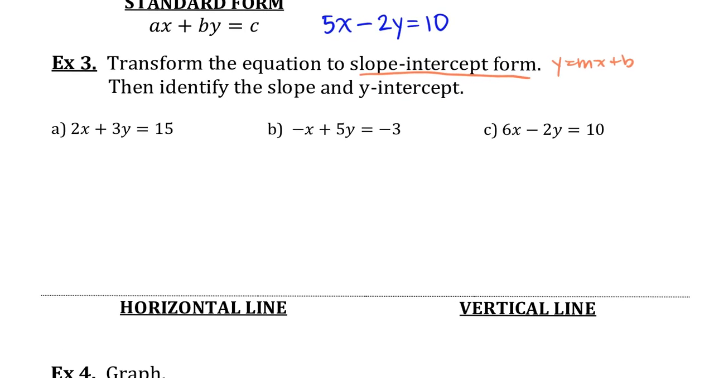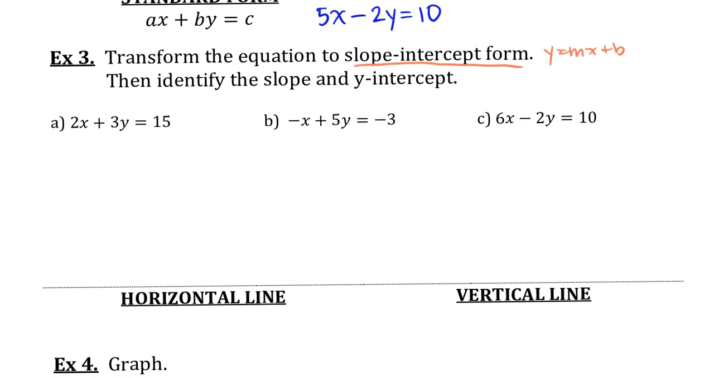Okay, so I want it to be y equals, if I look at a, I have 2x plus 3y equals 15. I want to isolate the y. So if I want to solve this, I want to keep the y, I want to cancel the 2x. So I'm going to go ahead and subtract the 2x to the other side. That's going to go away.